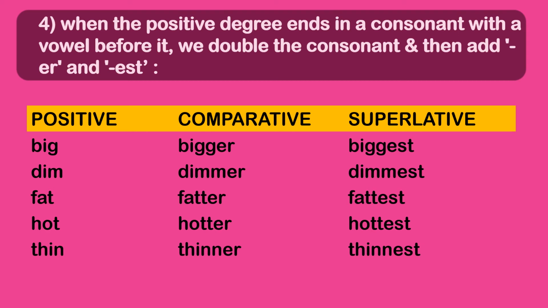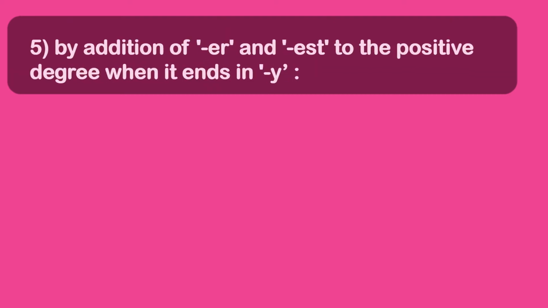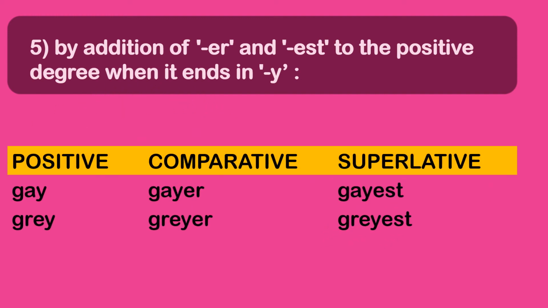So after that, the fourth rule is the addition of er and est to the positive degree when it ends in y. If it is ending with a y only, we use only er and est. How? Just look at the example. Here you can see, which we have learned, that if it is ending with y and before that it is a consonant, we remove y and use i in place of that, right? But here we have y at the last and before y it is a vowel.